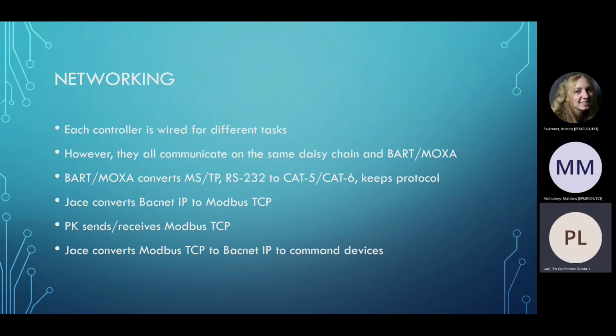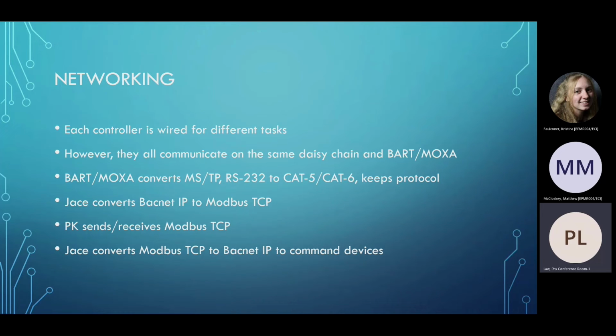However, they all communicate on the same daisy chain. So at Stock and Austin, I think there are anywhere from 12 to 20 ports for around 200 of these devices. So there really aren't that many daisy chains. They're all connected pretty much. They all come into the same network too, but we'll go over more specific networking stuff in the next few slides. So they're all daisy chained off a BART or MOXA.